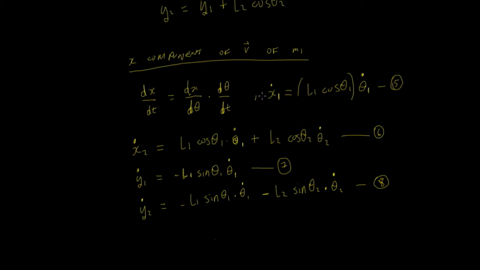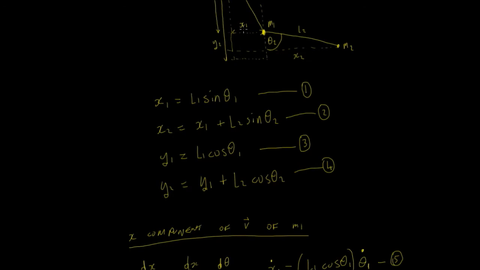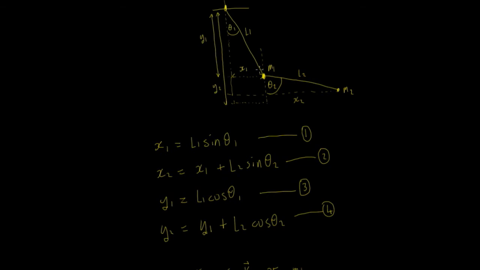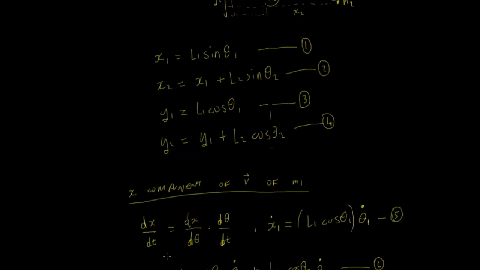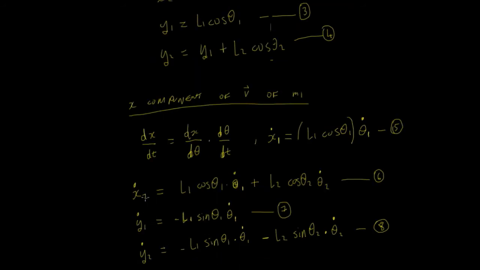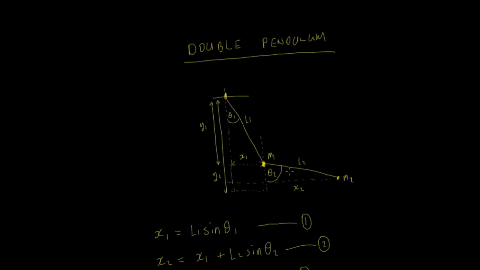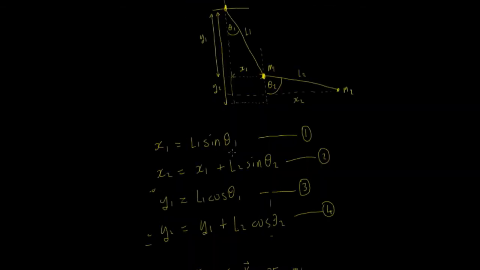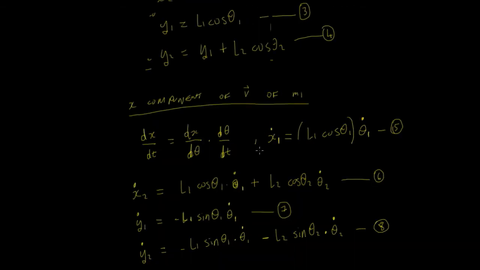So we've found the velocity of the end of this pendulum in the x direction, and we've found the velocity of the end of this pendulum here in the x direction, and also the y direction of velocity of this point and the y direction of velocity of that point. Okay, so that's what these 4 equations here, 5, 6, 7 and 8 are giving us.